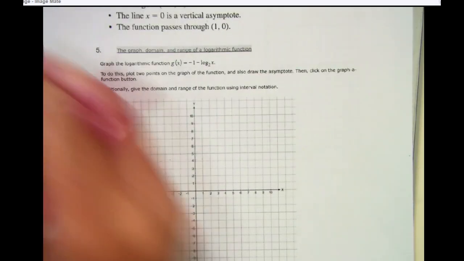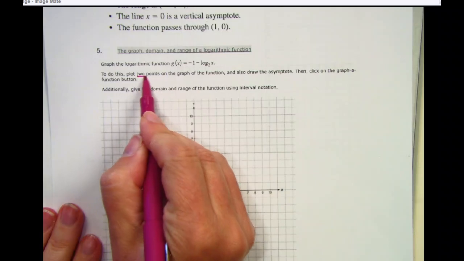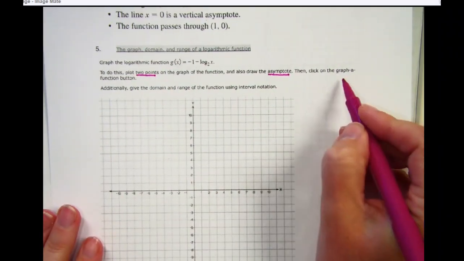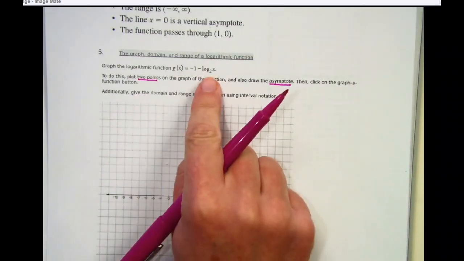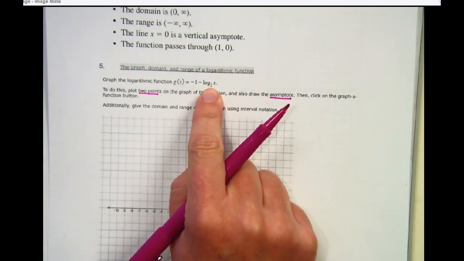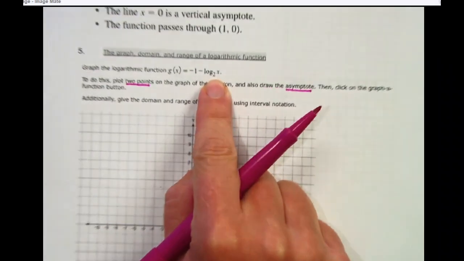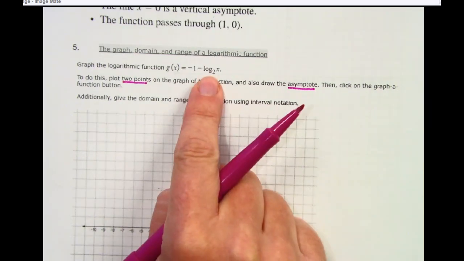So last year, Alex likes you to plot 2 points and draw the asymptote, and then you get to hit the graph it tool, and it connects the dots for you. All right? So the crazy thing is this base will change probably every problem. And so you've got to remember that our points change based on what that base is.